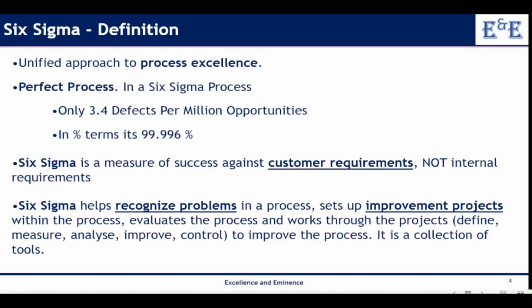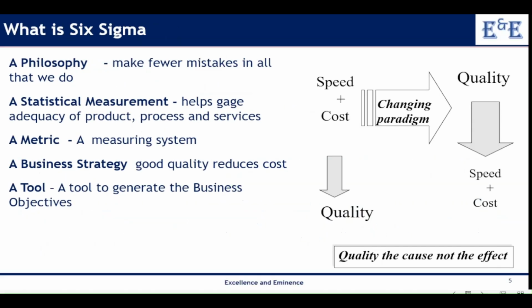What it does is recognize the problems in the process and set up improvement projects within the process. So we are working on the process, not the product. Evaluate the process and work through the project in multiple phases, which are called define, measure, analyze, improve and control, to improve the process. Each phase has its own tools and we will discuss those tools.